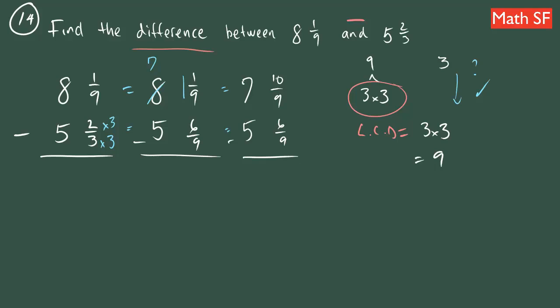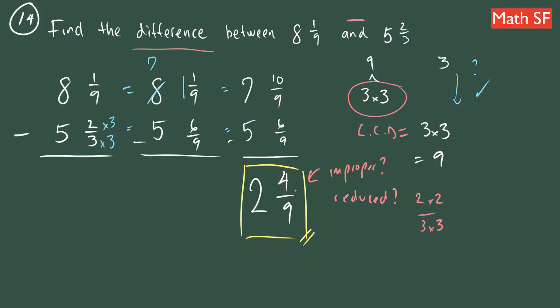Now you can do 10 minus 6 is 4 over 9, you keep your same denominator, and 7 minus 5 is 2. We gotta make sure that this part here is not an improper. Is this an improper fraction? It's not. So far so good. Is this reduced? Well, that 4 is a 2 times 2, and the 9 is a 3 times 3, so there is nothing to cancel out. Therefore our final answer is 2 and 4/9. Like this is your final answer.